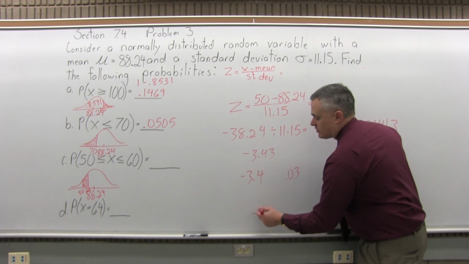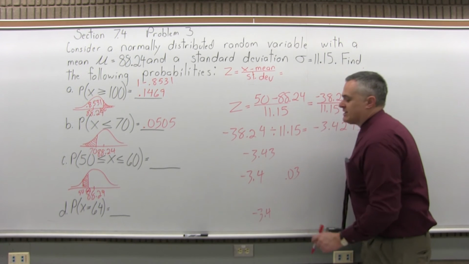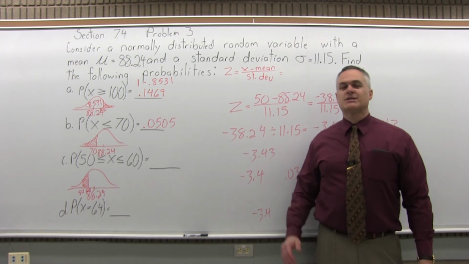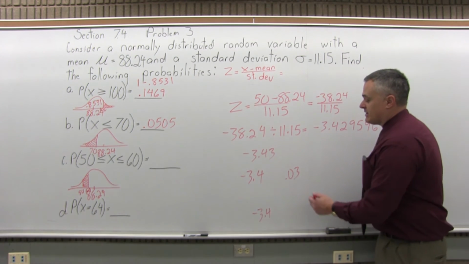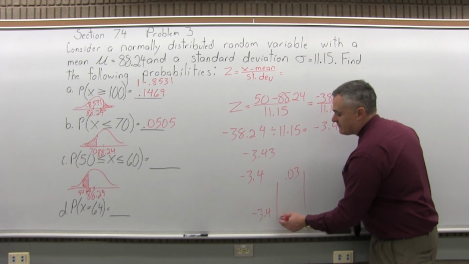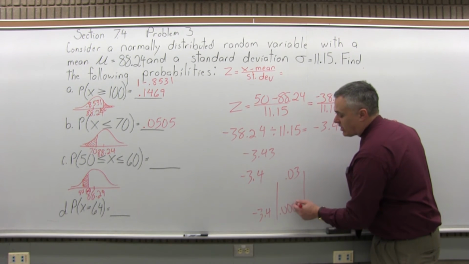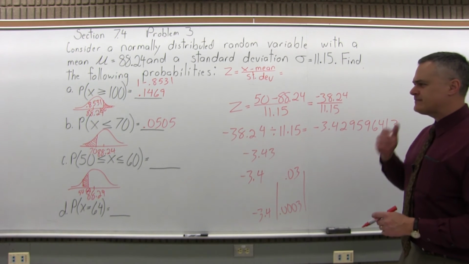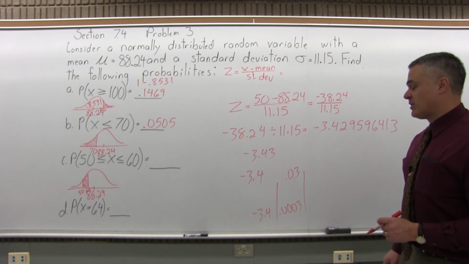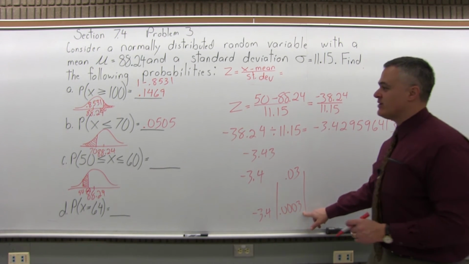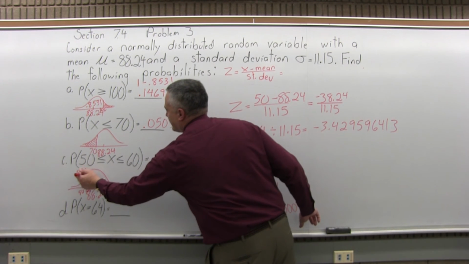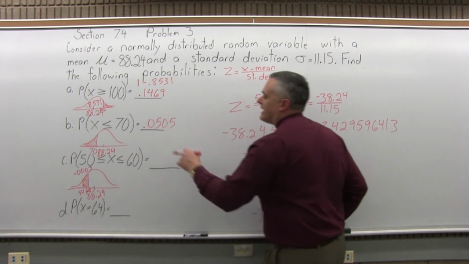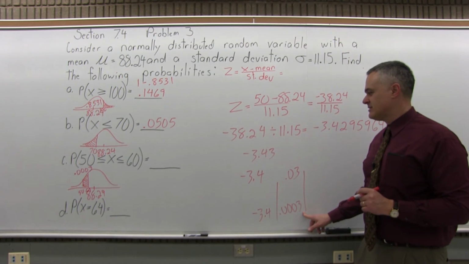Now I go to the standard normal chart, get myself into the negative 3.4 row. That's the top row of the negative part of the chart. Follow it out until I'm under the 0.3, and I have 0.0003. So very small probability. So that's the chart value for the 50. So I have to do the same process now for the 60, and I'm going to subtract the two values.